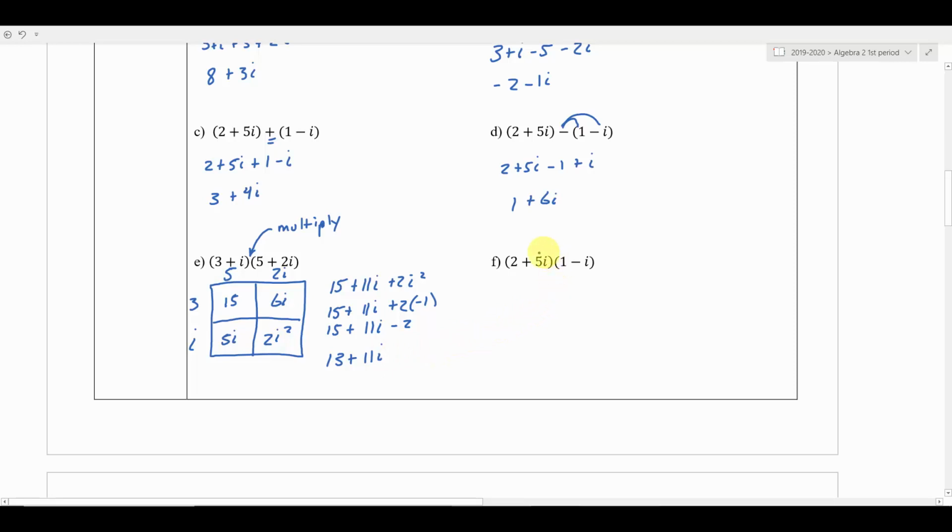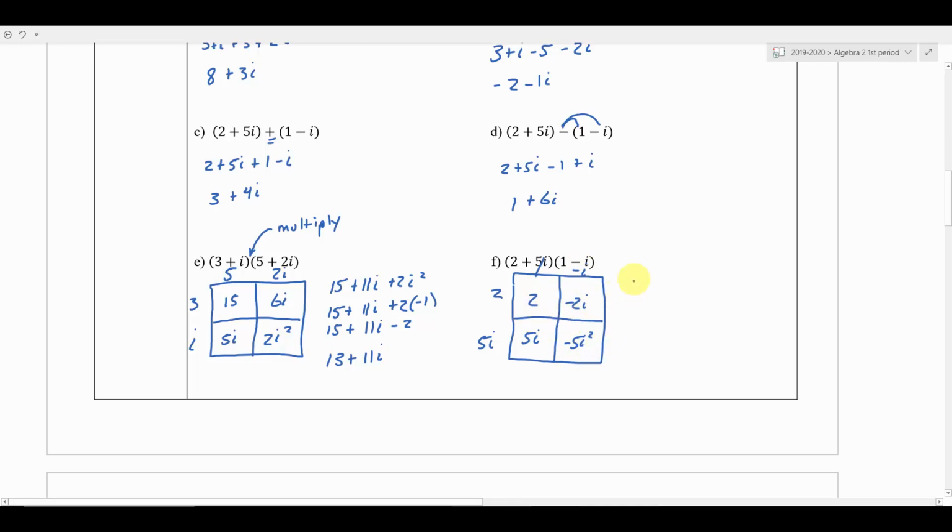Okay, so let's try it one more time here with part F. Again, we've got another multiply, so I'm going to set up a generic rectangle. I'm going to put the 2 plus 5i down the side. We've got a 1 minus i here along the top. Then I'll go through and multiply. So 2 times 1 is 2. We got negative 2i. We'll have a 5i here, 1 times 5i. And then 5i times negative i is negative 5i squared.